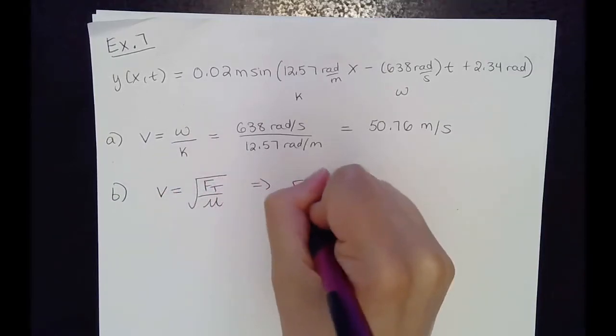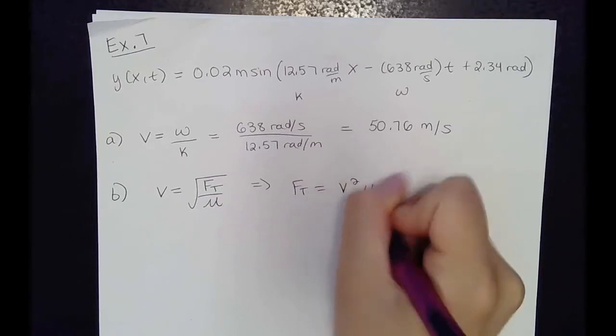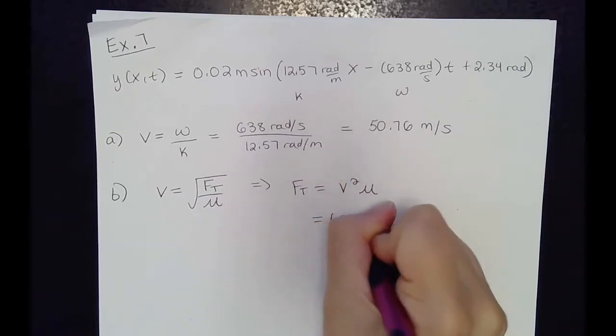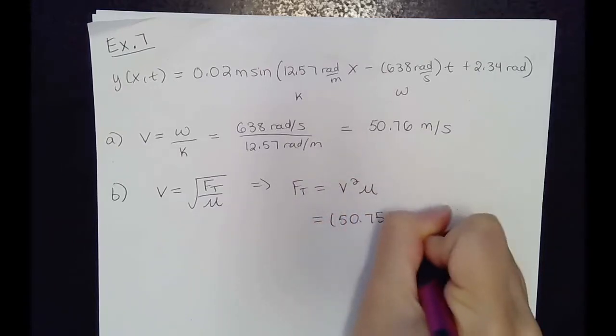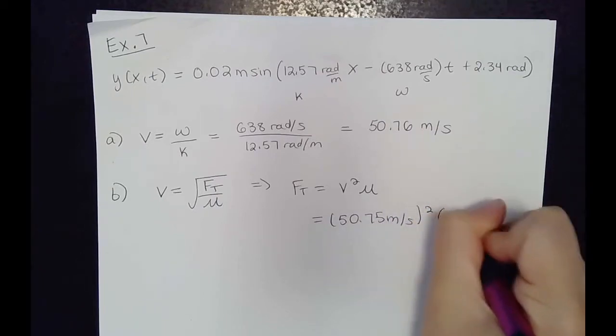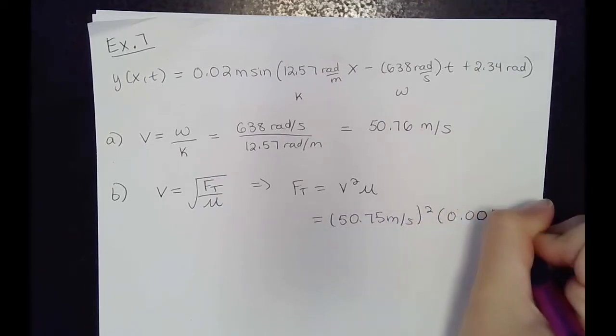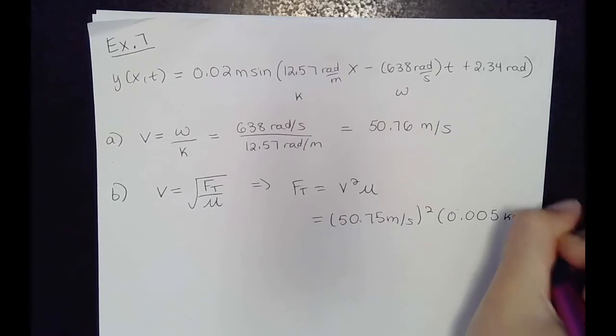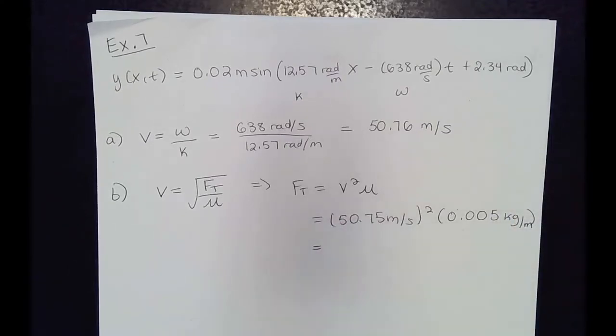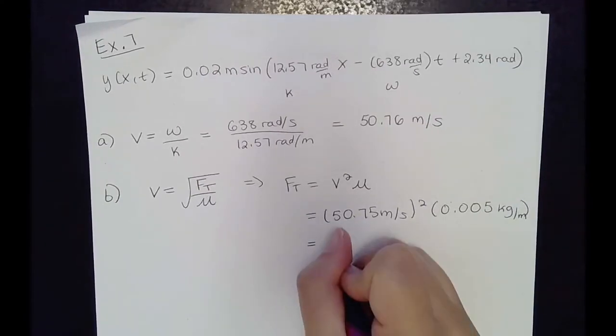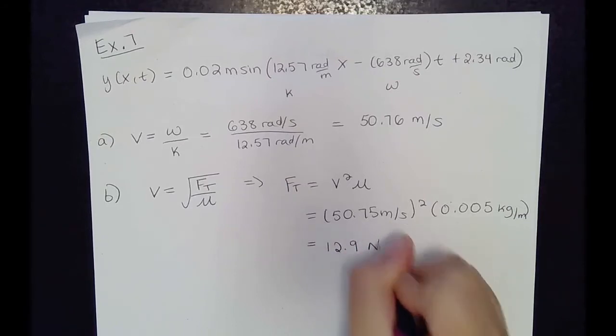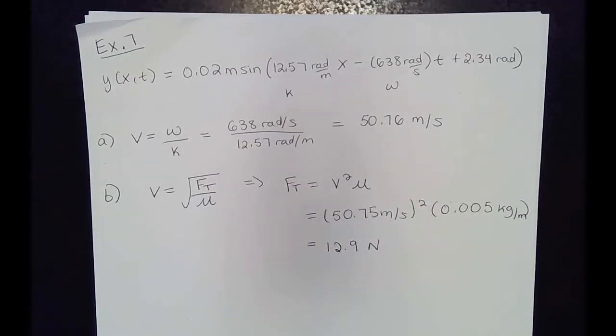So FT will be v squared times μ, which is 50.75 meters per second squared times 0.005 kilograms per meter. We do need to convert that to get newtons. And then I have 12.9 newtons for the tension in the string.